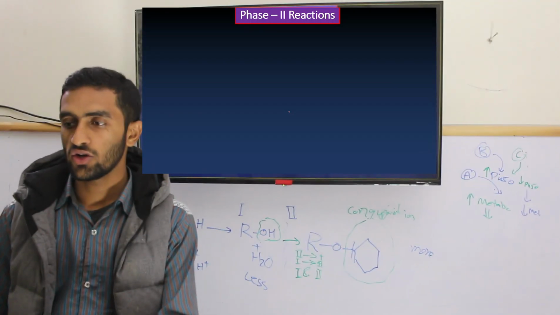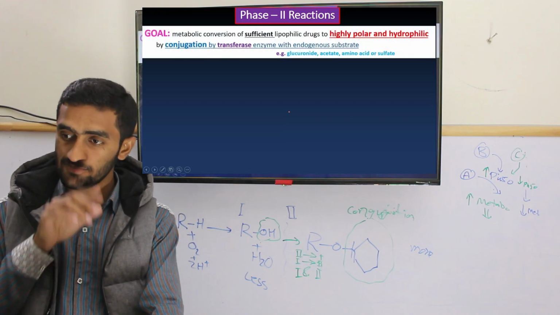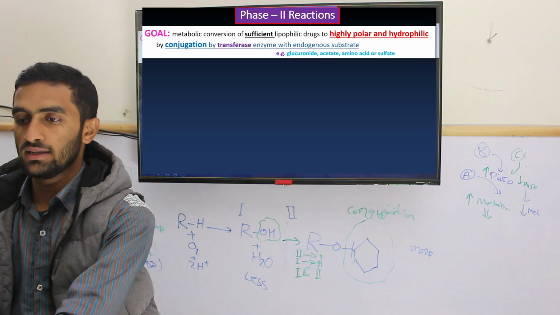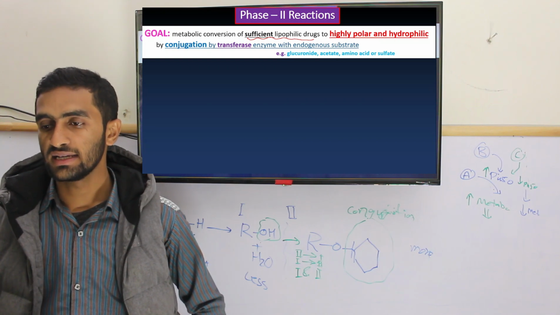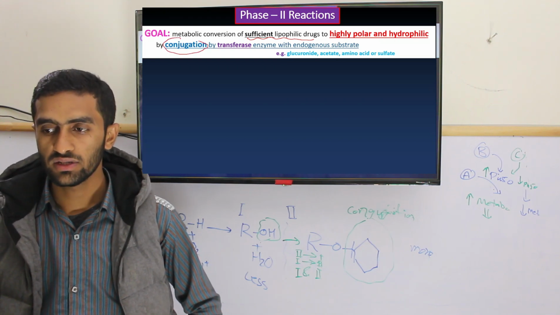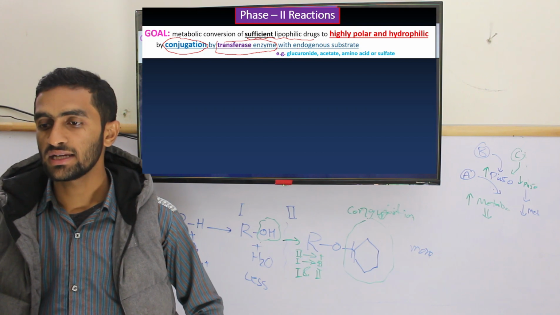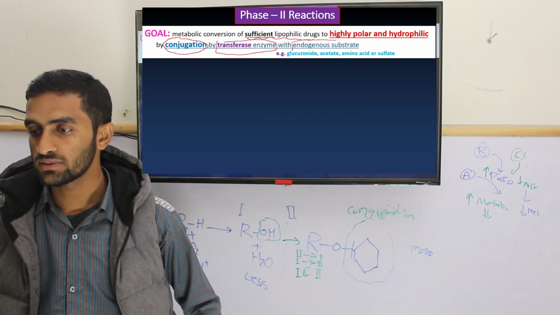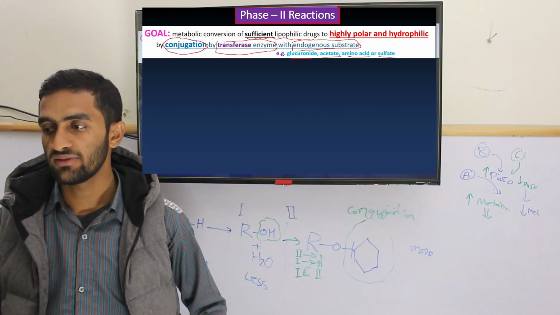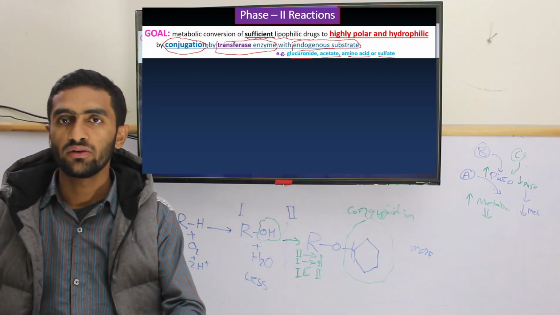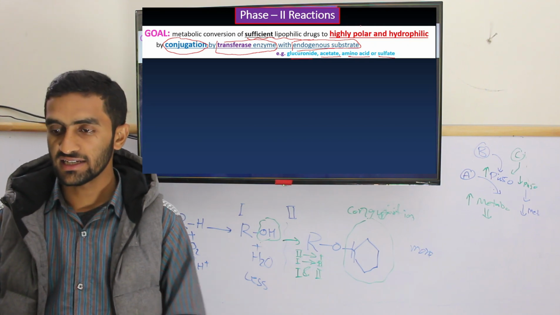Now let's look at the phase 2 reaction. In phase 1 we have covered a lot of concepts. In phase 2, if the drug is sufficiently lipophilic, we go for the second phase, conjugation. For conjugation we need a transferase enzyme. What do transferase enzymes do? They add endogenous substrates, such as glucuronic acid, acetate, amino acid, and sulfate. They add this bigger molecule to the drug, so it becomes highly polar and highly hydrophilic and can be easily excreted out.